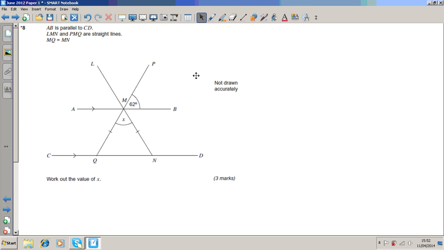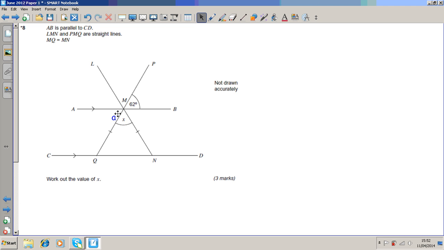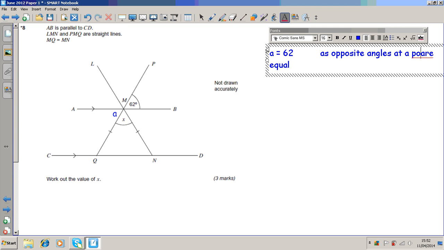Work out the value of x. Star question. So you get points for showing your working out, so definitely give reasons for this one. Alright, I would start by working out a. So I'll label that up a, and I would say a equals 62, and the reason is opposite angles are equal. Opposite angles at a point.